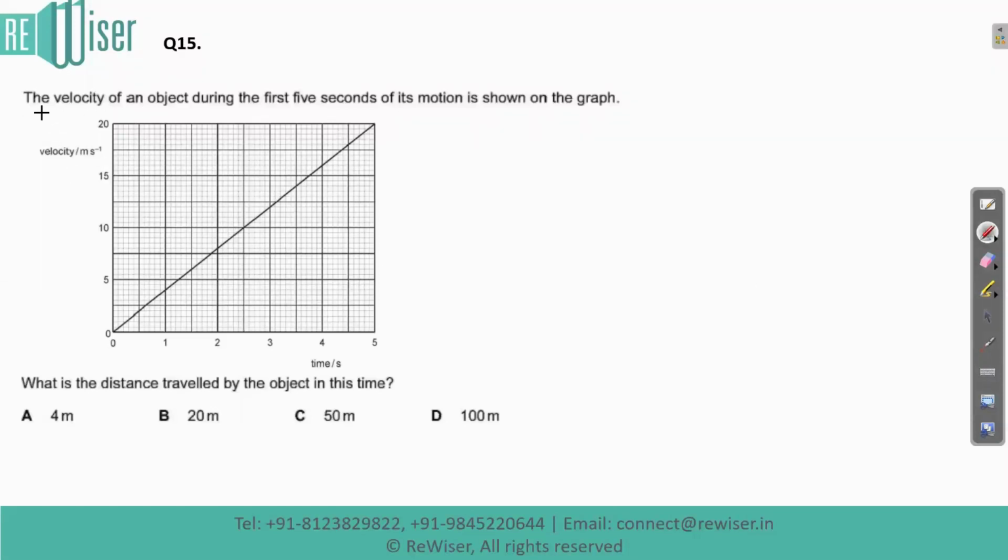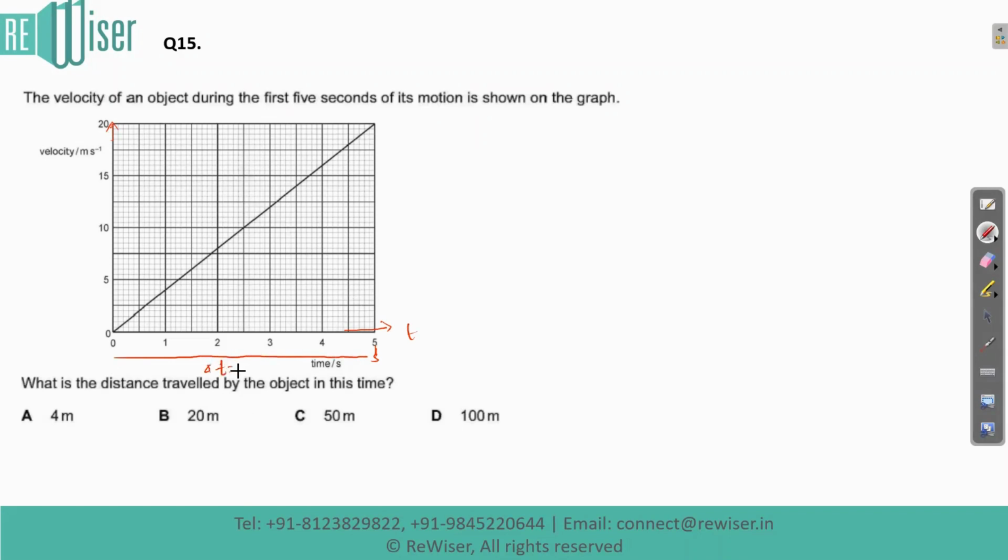Hello, as you can see in this question, it is asked: the velocity of an object during the first 5 seconds of its motion is shown in the graph. As you can see, along this axis is velocity and along this one is time until 5 seconds. So from 0 to 5 seconds, this is the time interval.